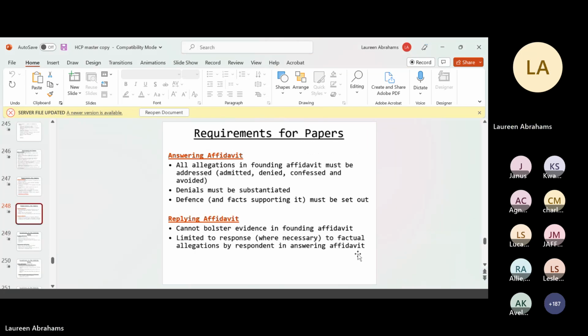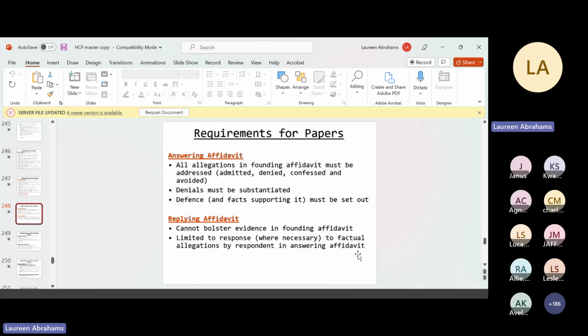The answering affidavit, the same as with the plea, all the allegations in the founding affidavit must be addressed. Admitted, denied, confessed, and avoided. Denials must be substantiated, and if you have a defense, set out your defense and the facts that support it. Again, you can attach documentary evidence. You have to if there is documentary evidence. You can't in court hand up evidence.